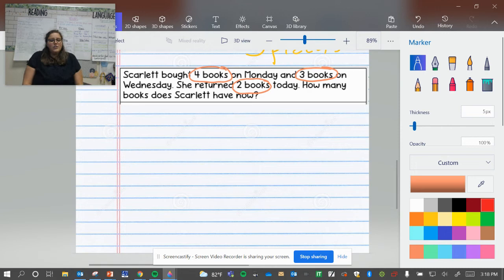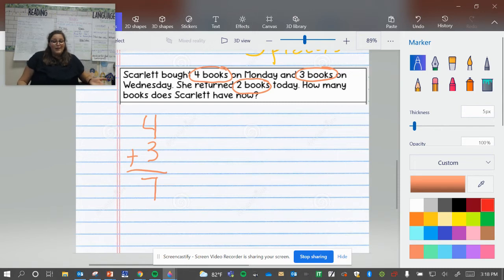All right, so let's look at the first part. Scarlett bought 4 books on Monday and 3 books on Wednesday. Scarlett's got a lot of books, doesn't she? So fun. So if I want to find how many books I have, 4 books Monday, 3 books Wednesday, what am I going to do with those numbers? I'm going to add them together, right? So I'm going to add and see how many books did she buy altogether. So I'm going to say 4 plus 3. What is 4 plus 3? 7.